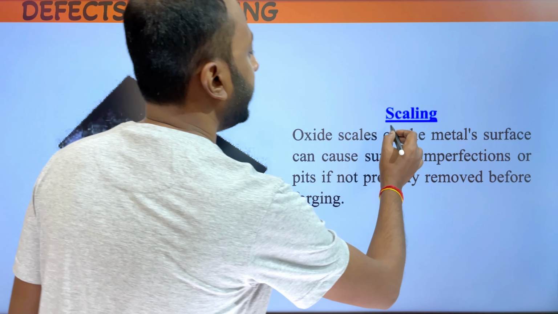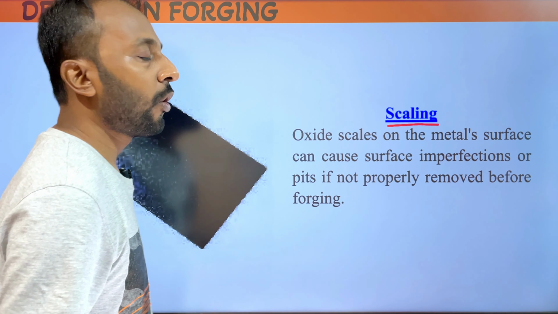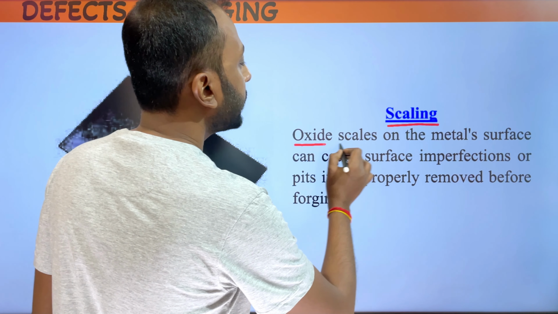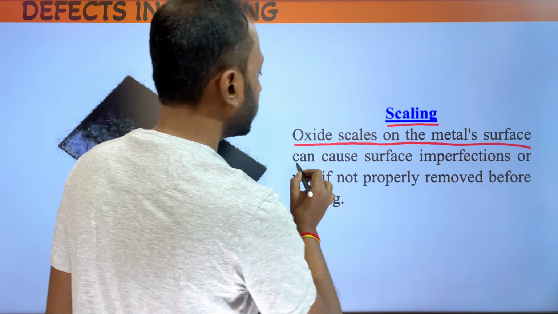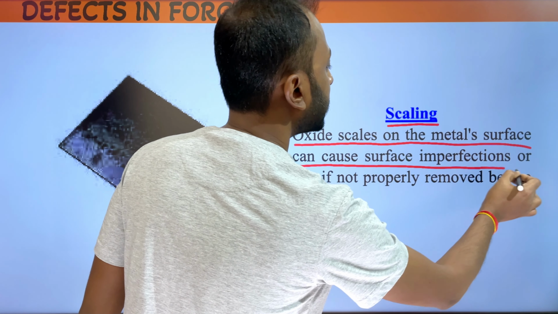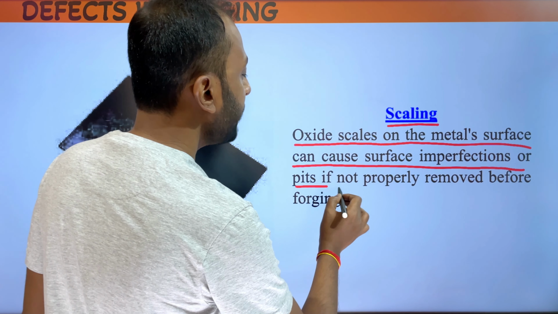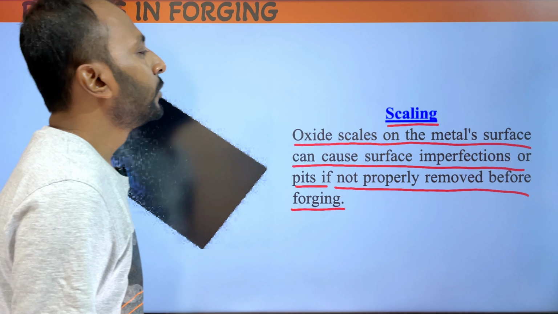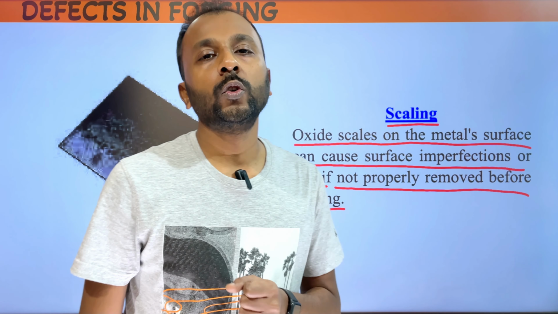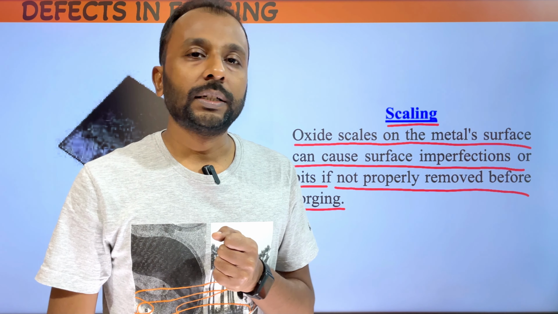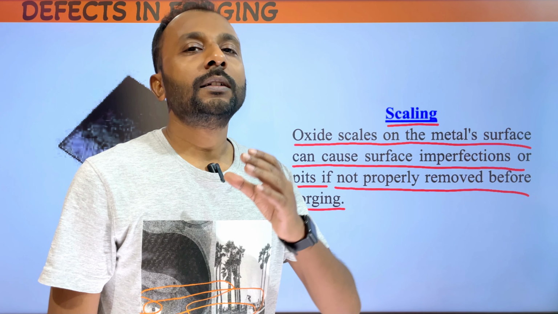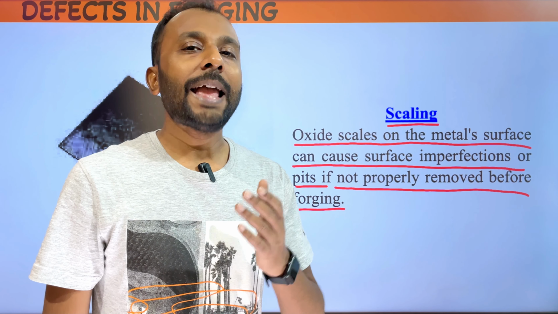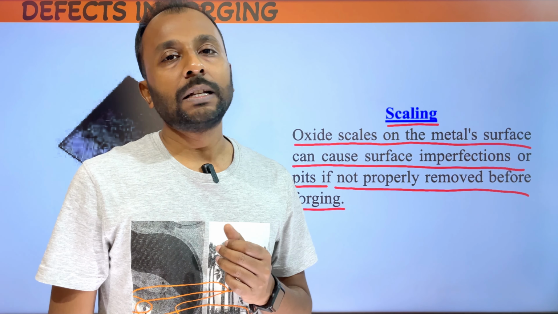Next is scaling, or oxide. Oxide scales on the metal surface can cause surface imperfections or pits if not properly removed before forging. When we are doing hot forging operation on a raw metal, we heat the metal above the recrystallisation temperature and below the melting point of that metal.